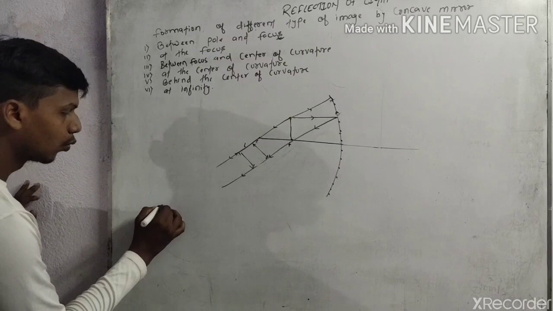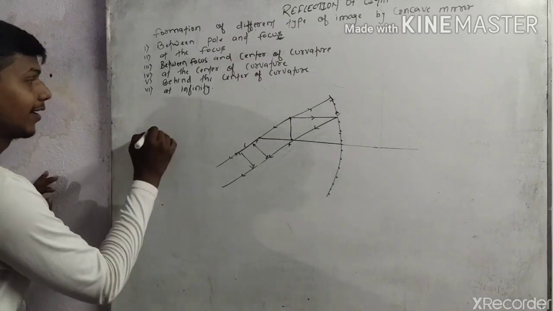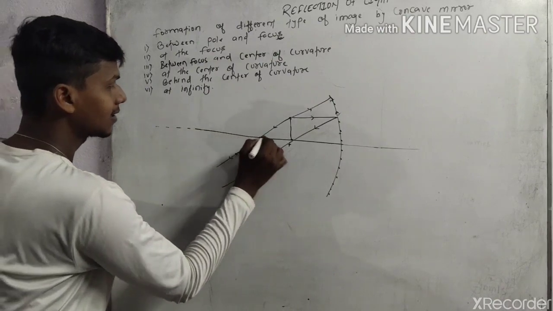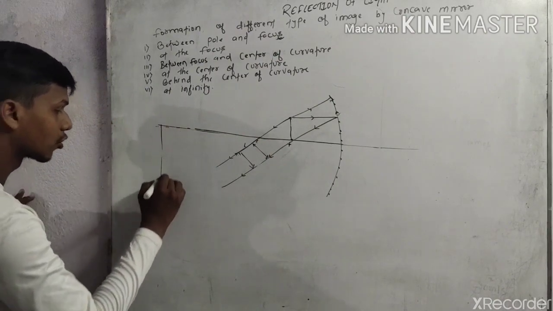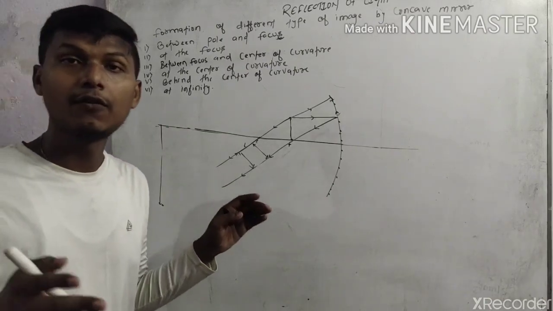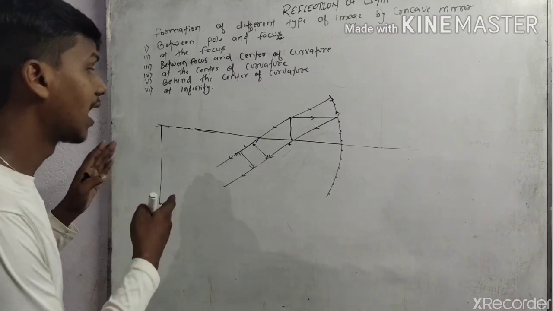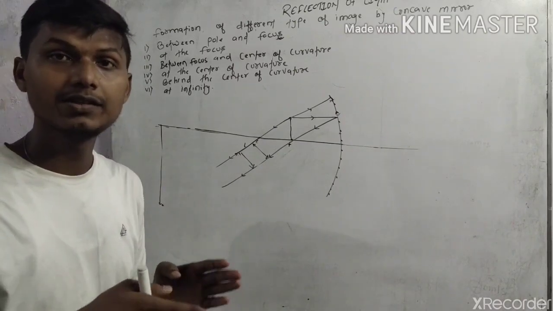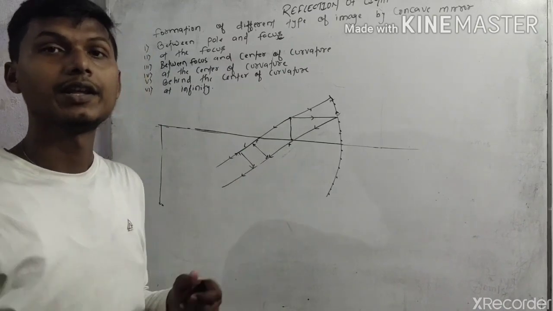Suppose this point is at infinity. So what is the nature of the image now? When we extend the principal axis, an image is formed here. So we can draw a ray of light, and we will see the image formed will be real and inverted, and it is a highly enlarged image which is formed at infinity.